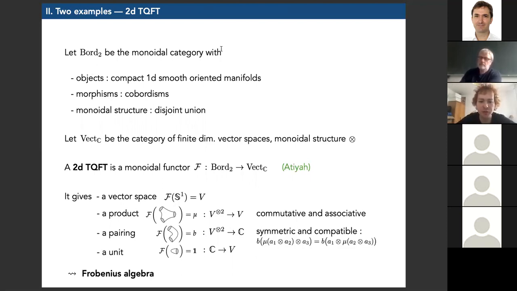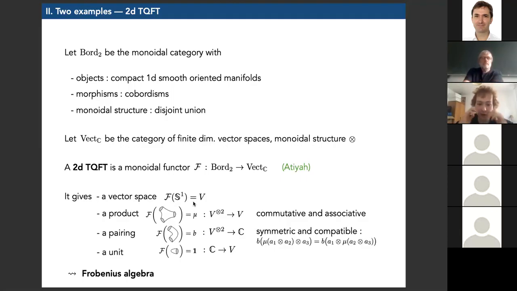On this category, you have a monoidal structure, which just means an operation which is associative, and here actually it's symmetric, which is the disjoint union of surfaces or of the circles. A 2D TQFT is just a representation of this category into something more elementary, like the category of vector spaces. And you want such a functor in such a way that it takes disjoint union to tensor product of vector spaces. So let's try to see what's inside this definition.